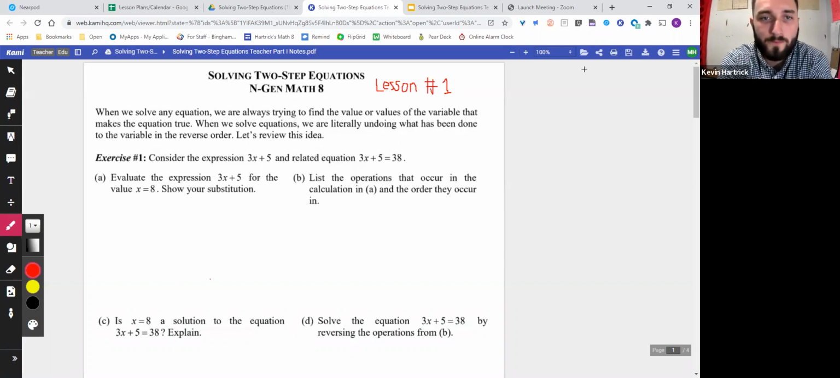So here's lesson one. When we solve any equation, we are always trying to find the value or values of the variable that make the equation true. When we solve equations, we are literally undoing what has been done to the variable in reverse order. So let's review this idea.